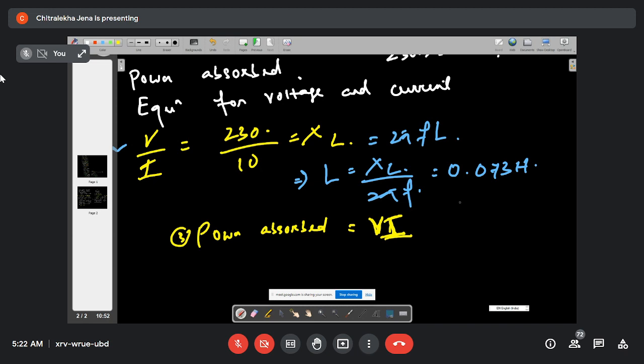What is the formula? VI is correct or not? Tell me. Yes or no? Ma'am, VI cos theta. VI cos theta. Is this formula right? Satyavrat? Ma'am, I was thinking the same.